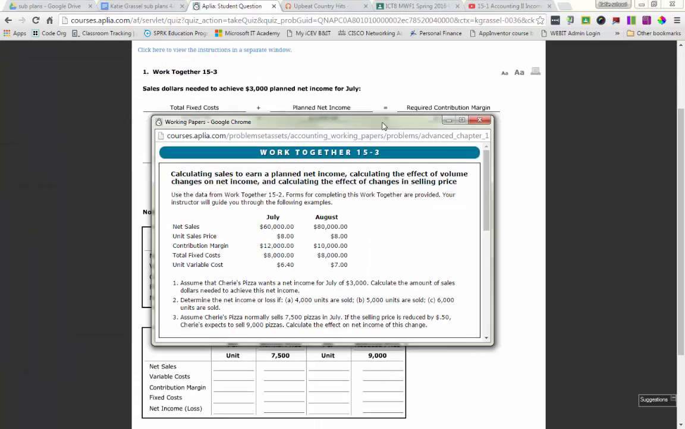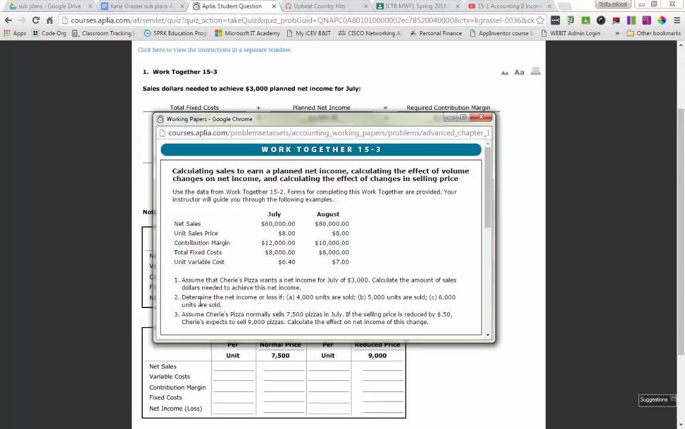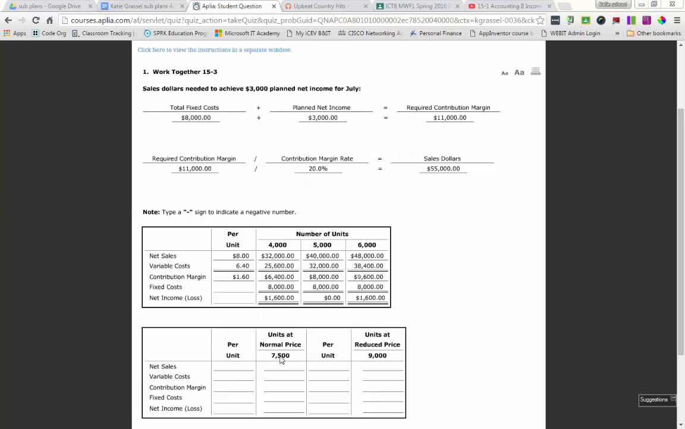So let's take a look at this next part here. Instruction number 3. Cherry's Pizza normally sells 7,500 pizzas in July. If the selling price is reduced by 50 cents, Cherry expects to sell 9,000. So calculate the effect on net income for this change. So basically, we go through and you say, okay, July, they normally sell 7,500 units. Our normal price is $8.